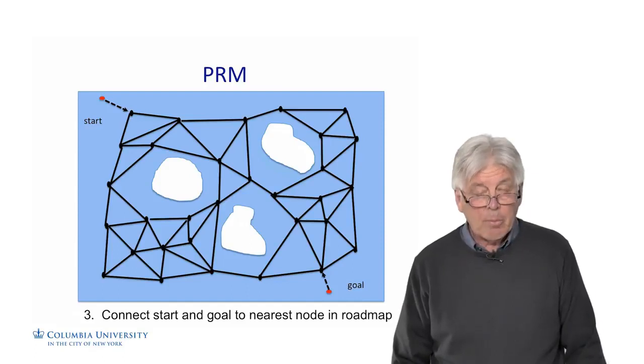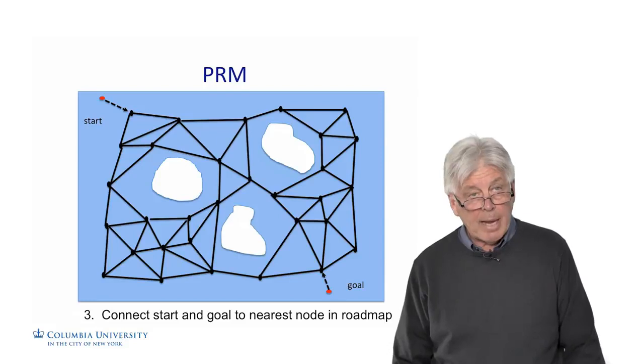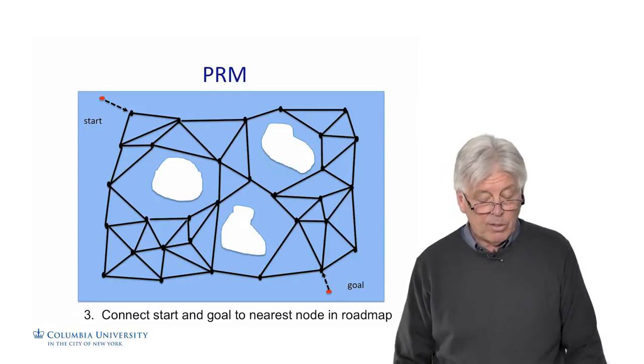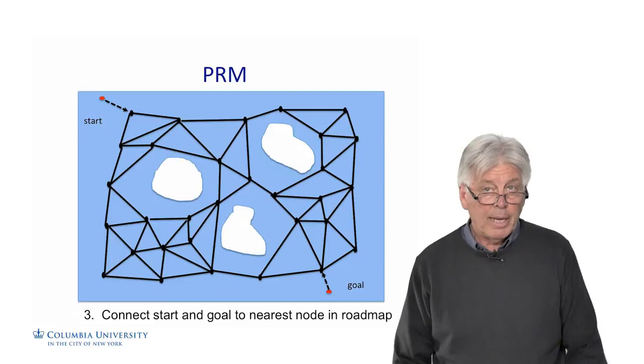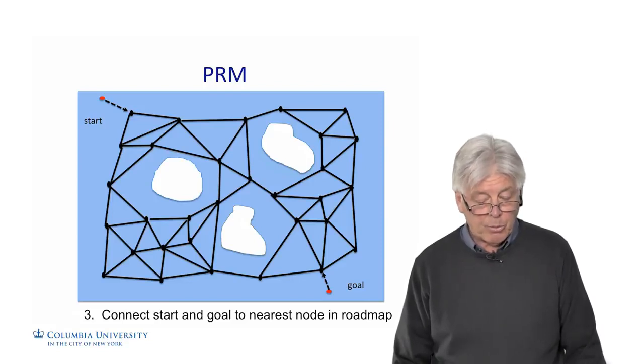Now, when we have the roadmap, if we want to do an arbitrary query, we take a start and a goal position configuration, and all we have to do is get onto the roadmap, and then we can use graph search to find the shortest path. So the start and goal use the same kind of idea. They find the nearest neighbor, try to connect up to it with a local planner, and then once they're on the roadmap, they can then do graph search to find the shortest path.